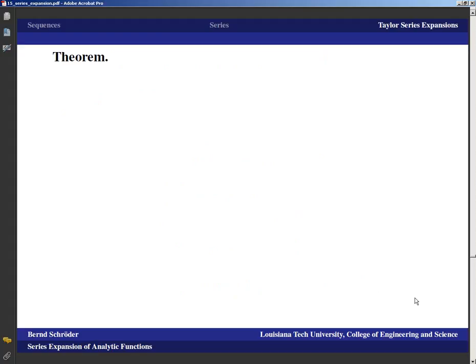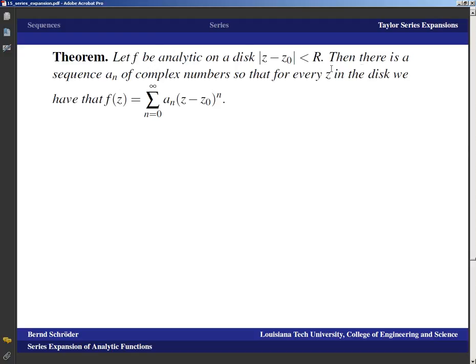Alright, now we're finally into the Taylor series expansion, so here's where all this stuff is going to pay off. We take a function that is analytic on a disk |z minus z0| smaller than some radius r. And then there is a sequence a_n of complex numbers, so that for every z in the disk we have that f of z is equal to the sum n equals 0 to infinity a_n (z minus z0) to the n. And it turns out that a_n is actually the nth derivative of f at z0 divided by n factorial.